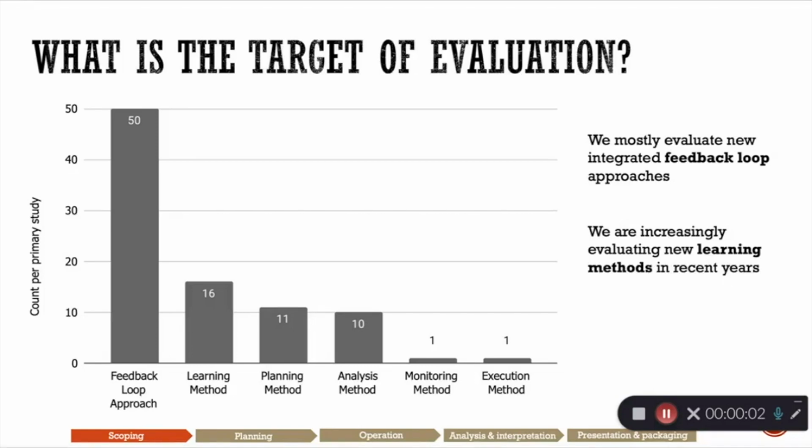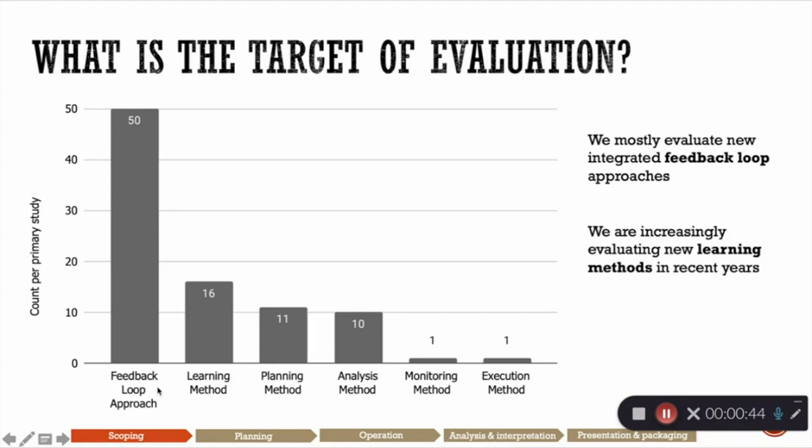Hello. Let me now guide you through the important results of our study. They are structured according to the five research questions that you can see at the bottom of the slide, namely scoping, planning, operation, analysis and interpretation, and presentation and packaging. Looking at scoping, one of the first questions we wanted to answer was: what is the target of evaluation? To do this, we extracted the contributions from every paper and classified them according to the phases of the MAPE-K loop as planning methods, analysis methods, monitoring, and execution methods. When an approach focused on more than one phase, it was classified under feedback loop approach.